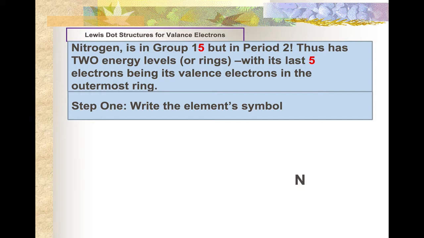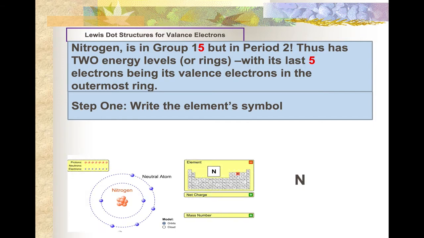So step 1, write the symbol. By the way, here it is in the periodic table. There's nitrogen, in group 13, 14, group 15. So that's 5 valence electrons, and it's on the second row, second period, so it has 2 rings. There's this first ring, just like helium, just like lithium. The first 2 of its 7, because it's atomic number 7, so it has 7 electrons and 7 protons, go on the inner ring, which is full. Everybody else goes on the next, outer, valence ring, which means I have 5 left. That's where I put them.